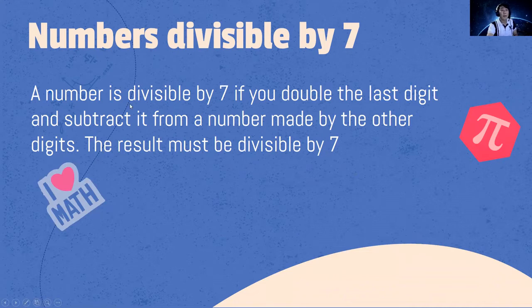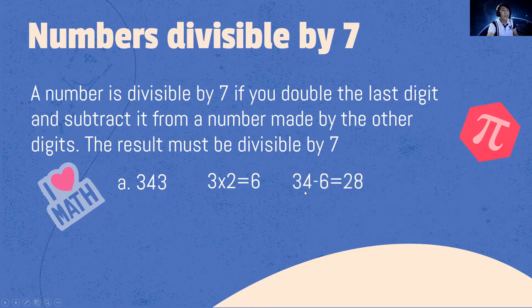A number is divisible by 7 if you double the last digit and subtract it from the remaining numbers. Then the result must be divisible by 7. Let's try an example. 343. We take the last digit, 3, and double it: 3 times 2 is 6. Then we subtract 6 from the remaining two numbers. 34 minus 6 is 28. And 28 is divisible by 7. Therefore, 343 is divisible by 7.